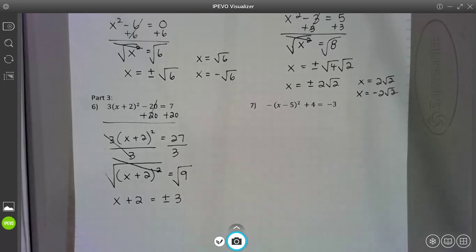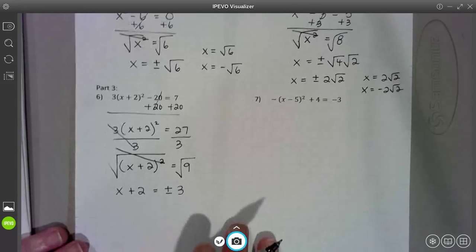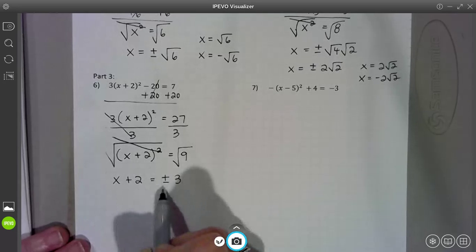But here's the weird thing. Usually at this point, we're done, right? But we're not. x is not alone yet. So we're still going to work to get x by itself. So let's minus the 2 away from it.